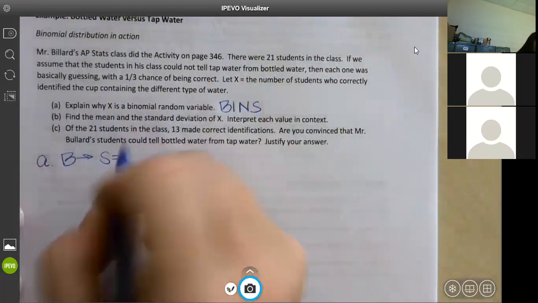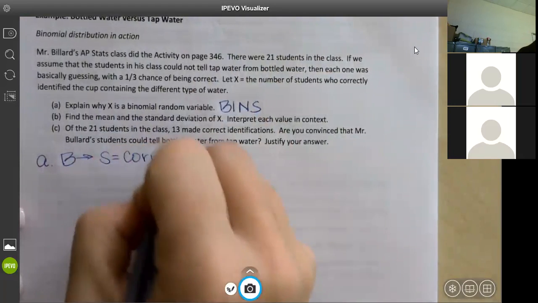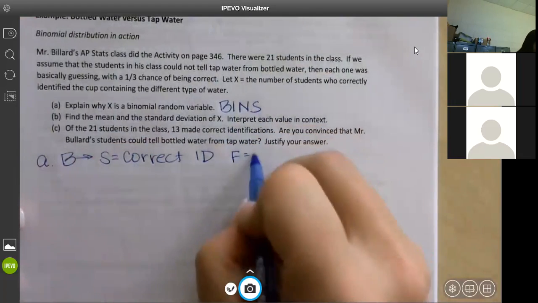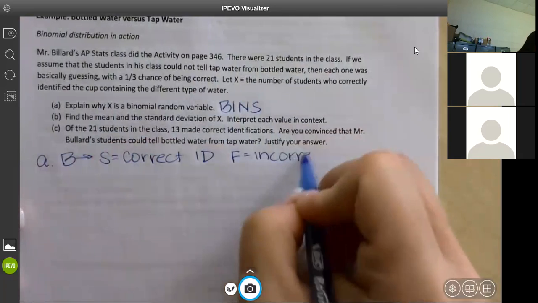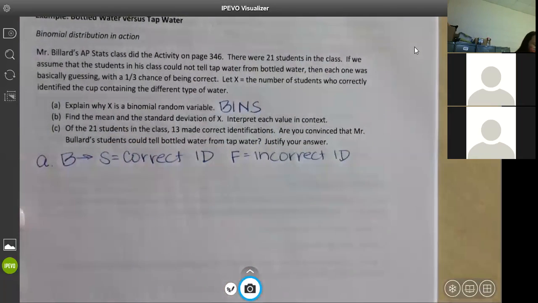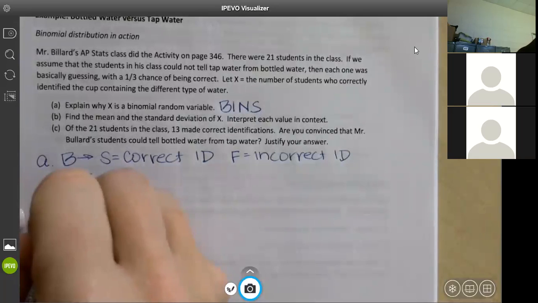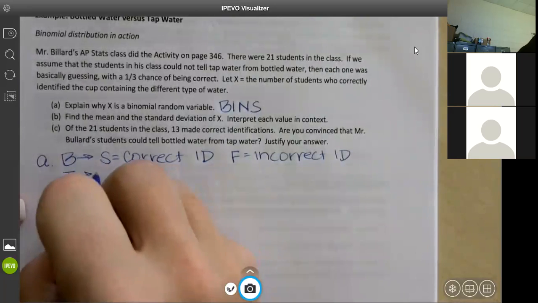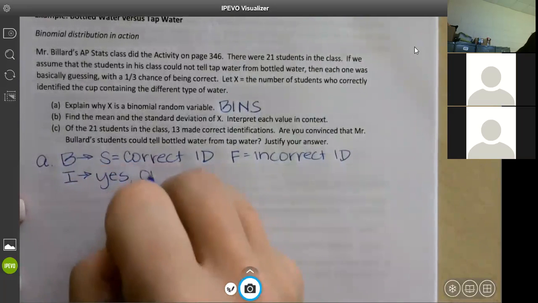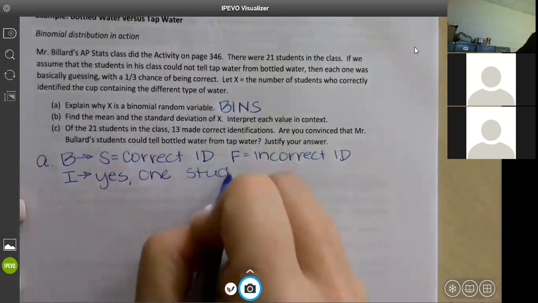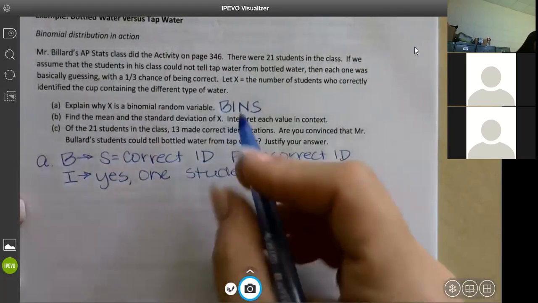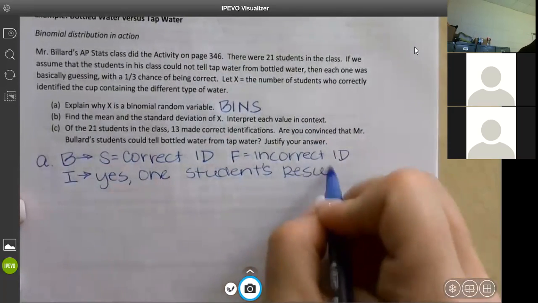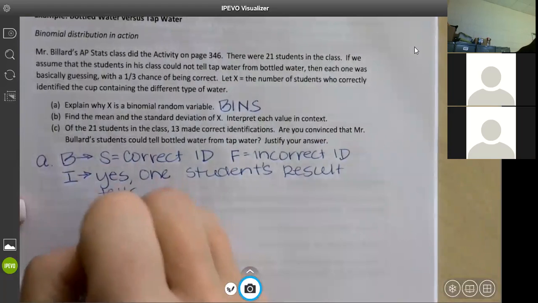What are we wanting? Correctly identifying the type of water. So a correct ID. So your fail would be? Incorrect ID. Good, so it passes the first one. Is it independent? Mm-hmm. And I'm just gonna write this out for you guys, just for reference. One student's result tells nothing about the next.